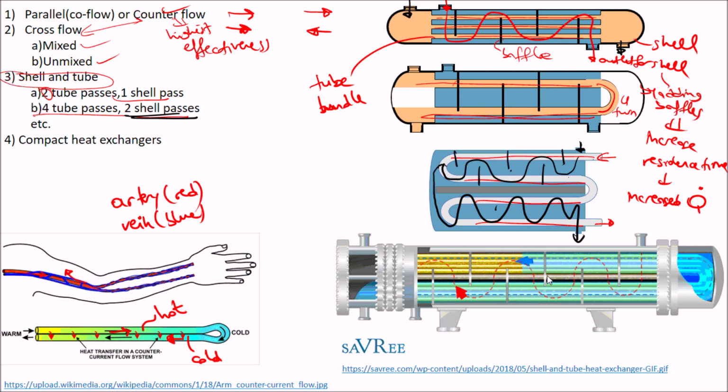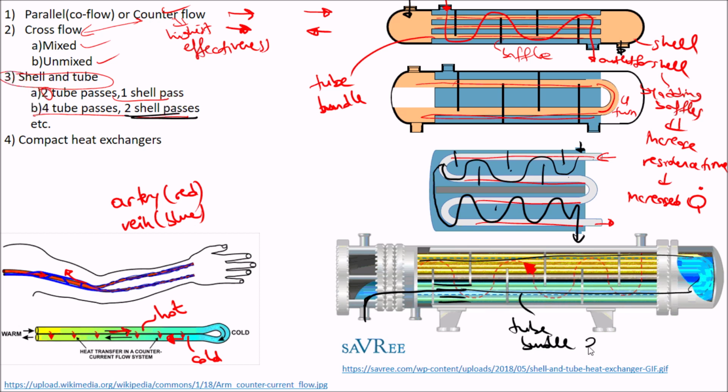And there is an animation here that shows clearly how the shell part moves and how the tube part moves. This one is the inlet for the tube. There are lots of tubes here, again, the tube bundle. We have two tube passes here, so this one is one tube pass and this one is the other tube pass. And we also have one shell pass here.